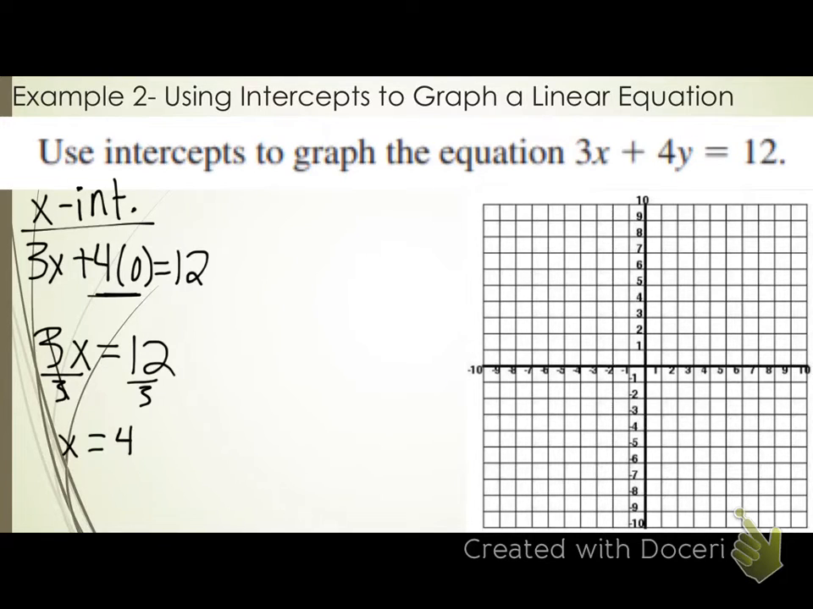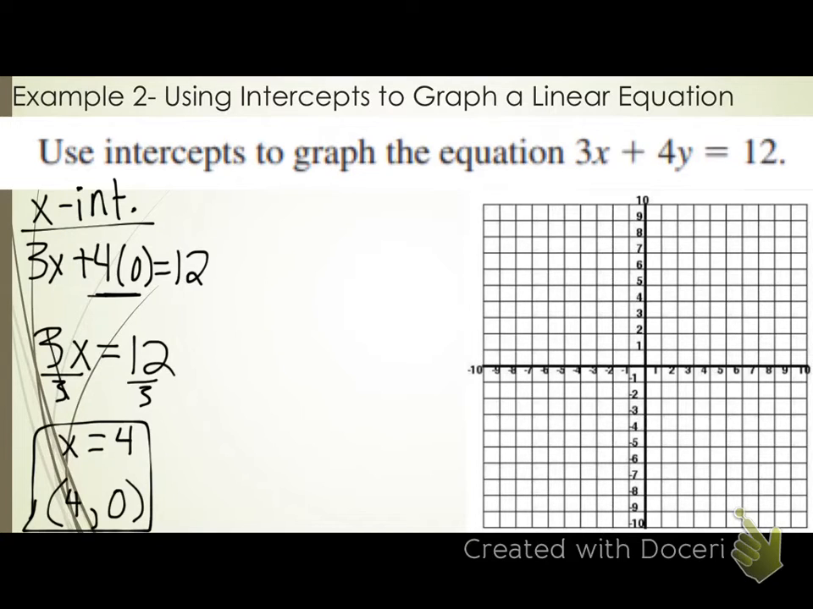If I wanted to write this as an ordered pair, which I want you guys to do, I want you to write your x and y intercepts as ordered pairs. What would be my x value? 4. So I just got x equals 4, right? What's my y value? We plug 0 in for y, so it is 0. So here is my x-intercept. Does that make sense?